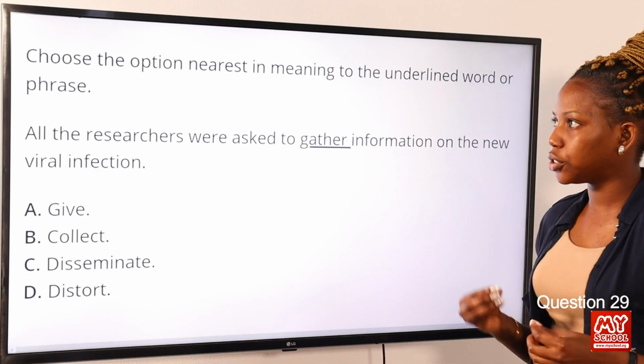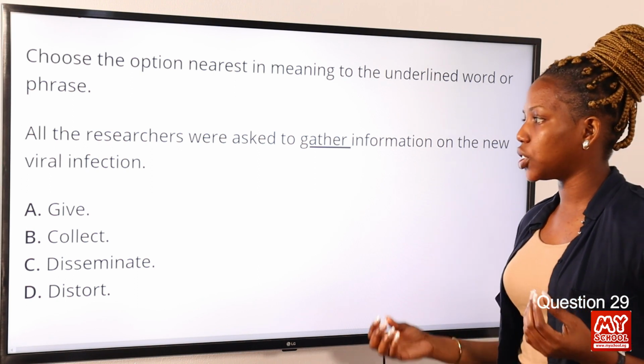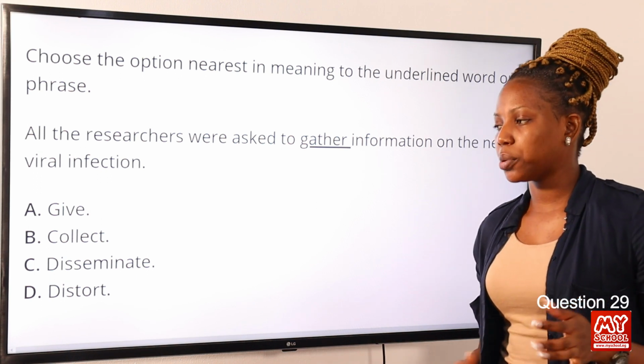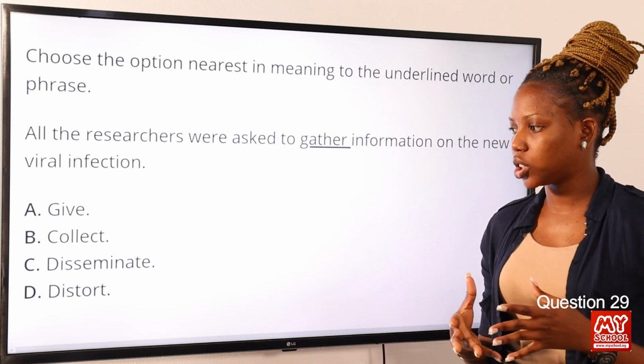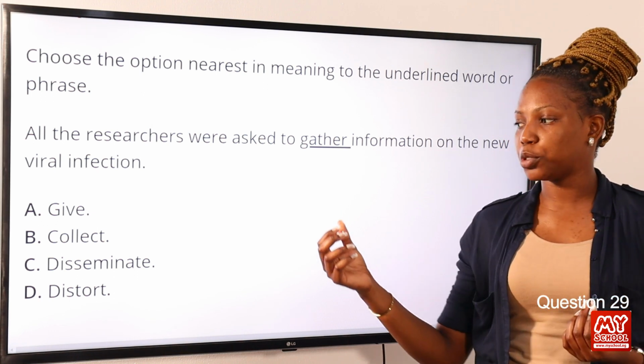Question 29. Choose the option nearest in meaning to the underlined word or phrase. All the researchers were asked to gather information on the new viral infection. Option A, give. Option B, collect. Option C, disseminate. Option D, distort. Now, the answer to this question is option B, collect.